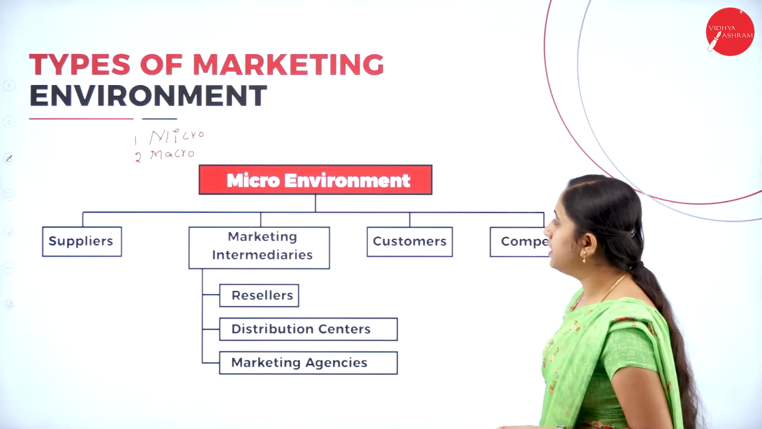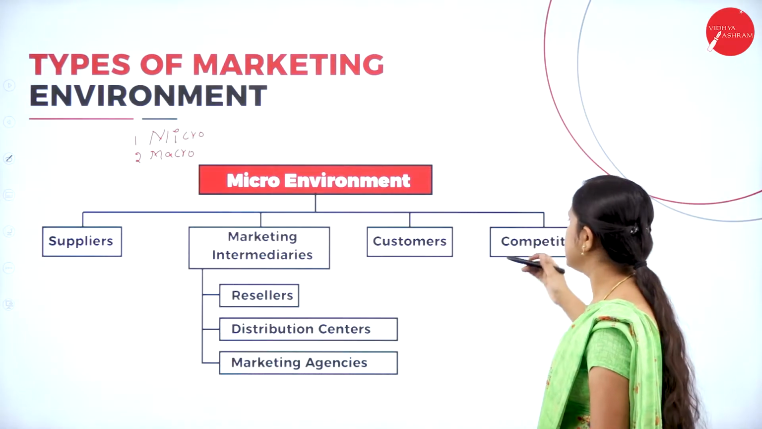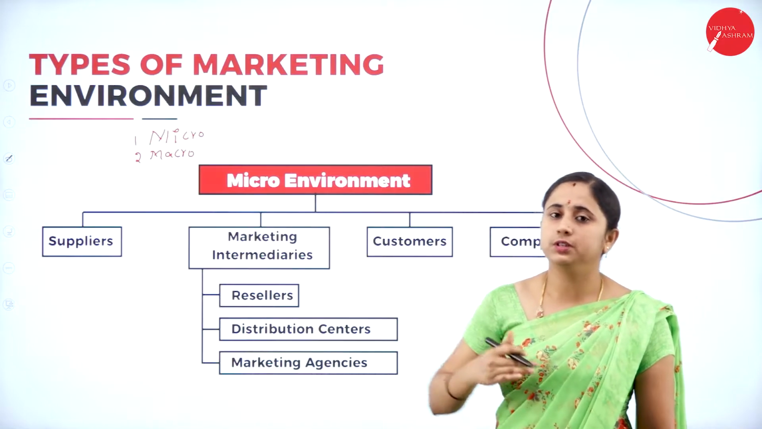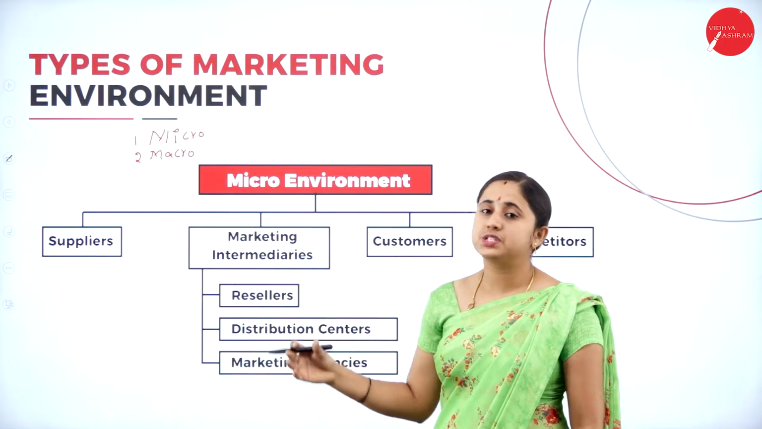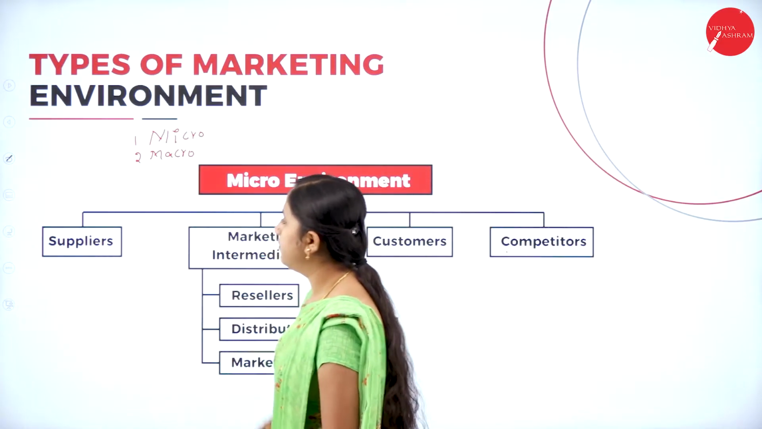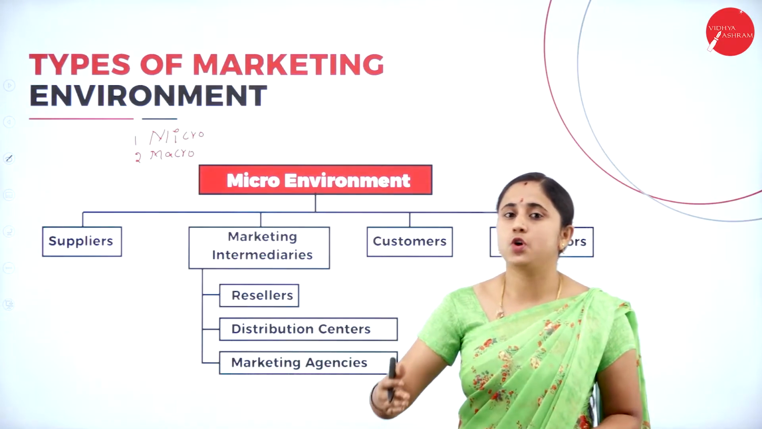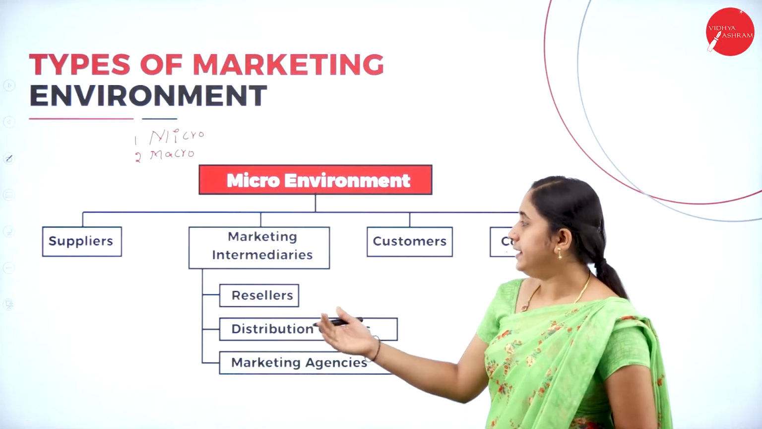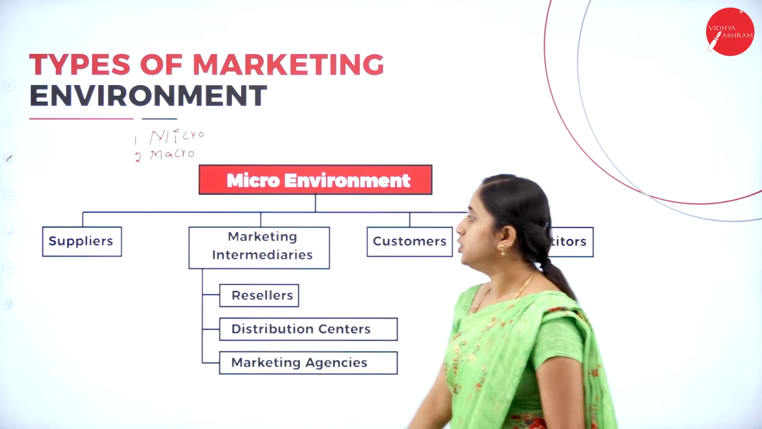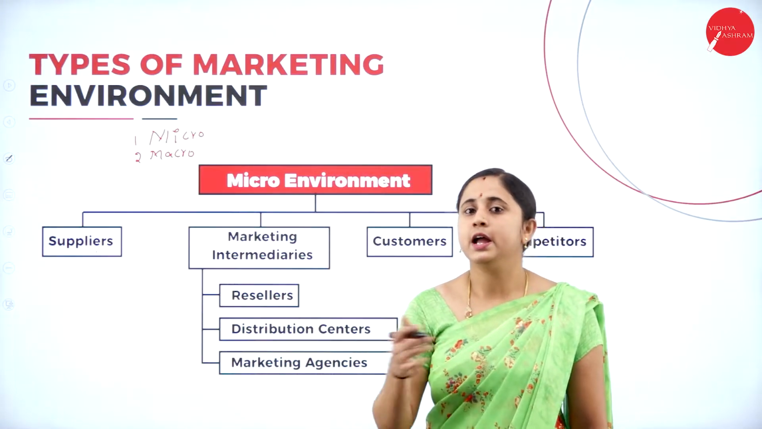So the micro environment is further classified into suppliers, marketing intermediaries, customers and competitors. So all these factors are important for the manufacturer, so that they are going to study in detail about these factors. Under micro environment, first one is suppliers. Supplier means the person who supplies raw material or required goods in order to produce goods. So you need to study the suppliers in detail.